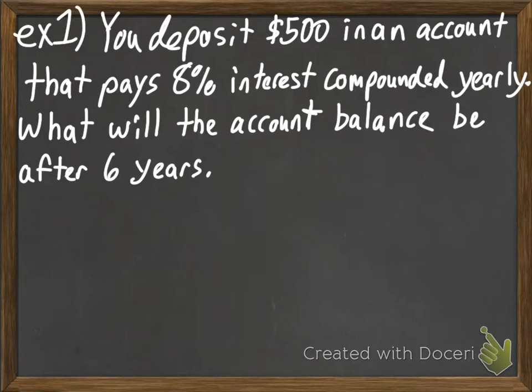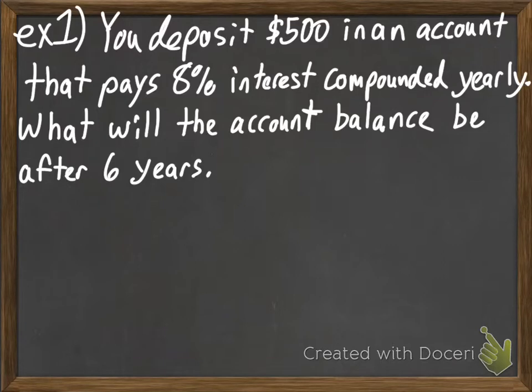It says you deposit $500 in an account that pays 8% interest compounded yearly. What will the account balance be after 6 years? Now this is a very common problem that's used, and this is something similar to what they do in banking. You'll see exponential growth used in banking stuff, finances in general. You'll see it a lot with population growth as well, of people, of animals, like that.